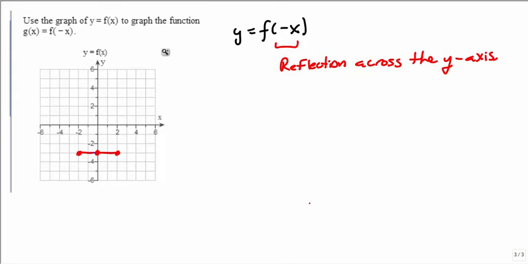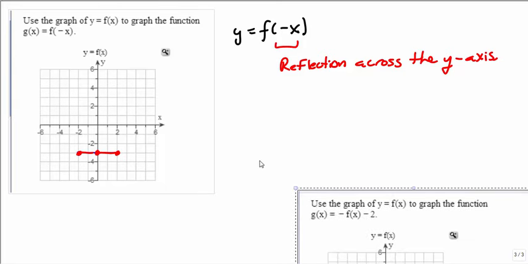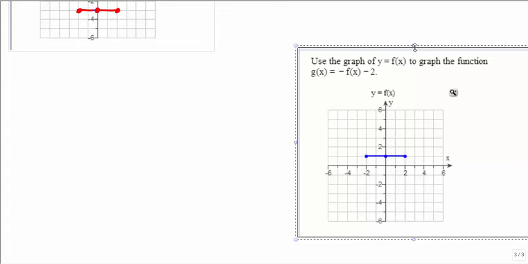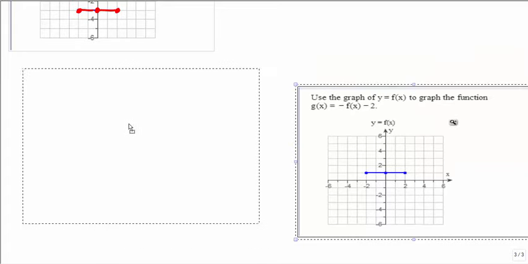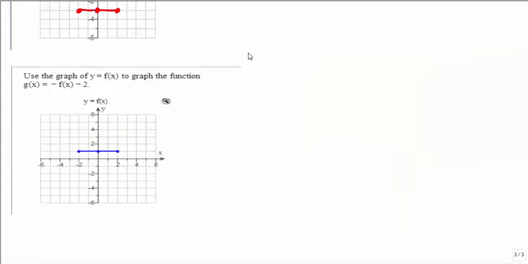Now this next problem is where order comes into play. So we need to talk specifically about the ordering here. If we do these in the wrong order, we're going to get a different graph. So we have 2 transformations here. We have g of x equals negative f of x minus 2. Okay, so we could do the reflection first and then shift down 2 units, or we could shift down and then do the reflection. Let's do the reflection first. So reflection first.